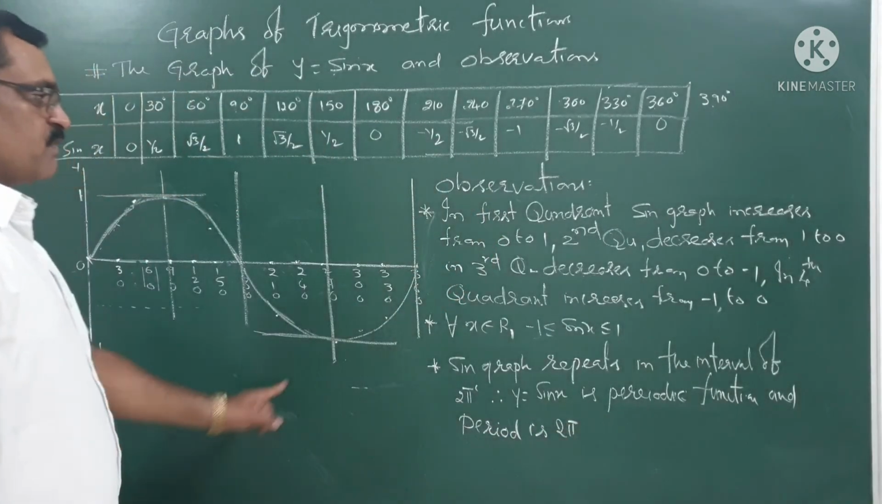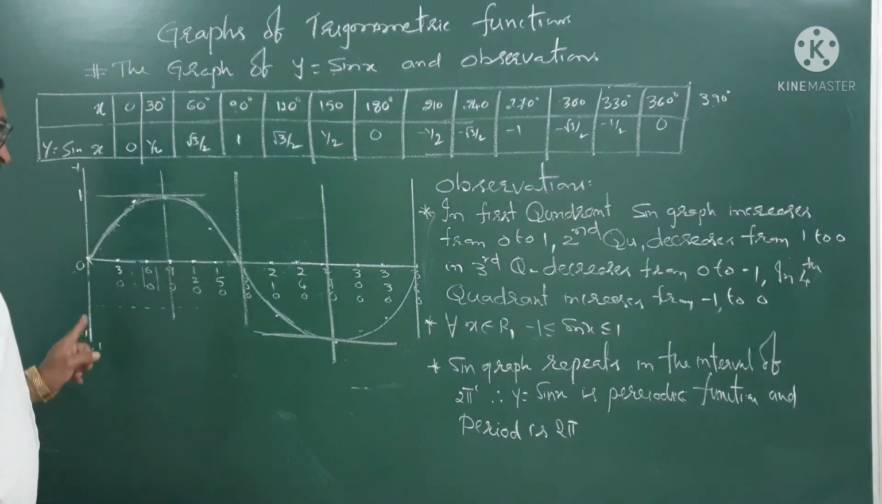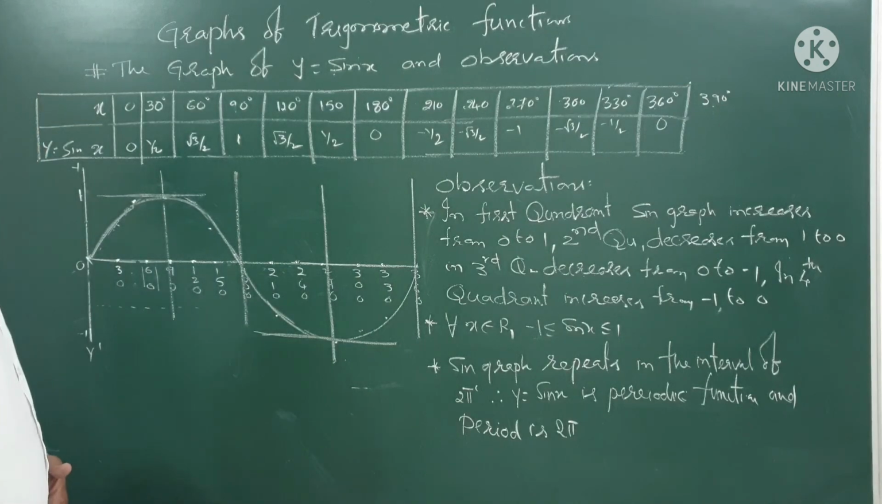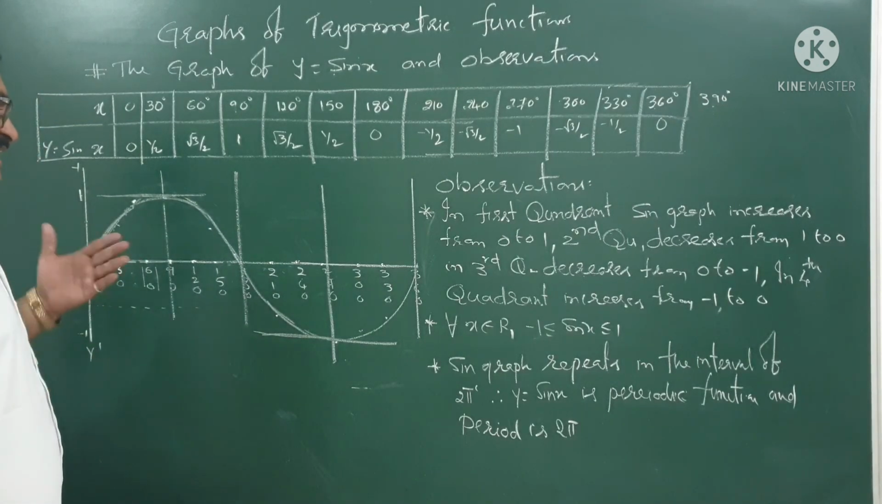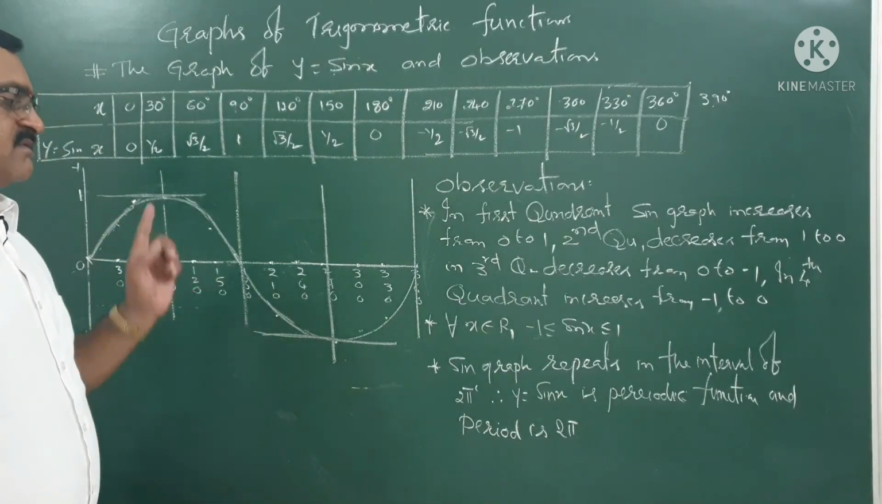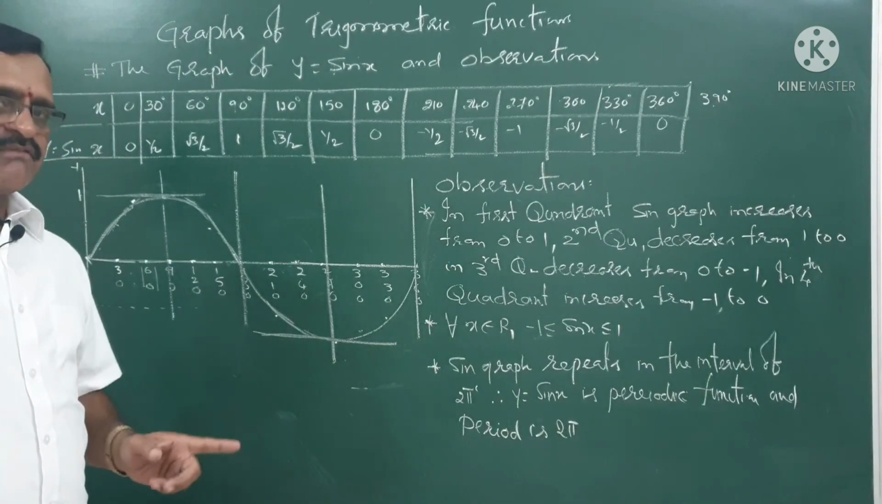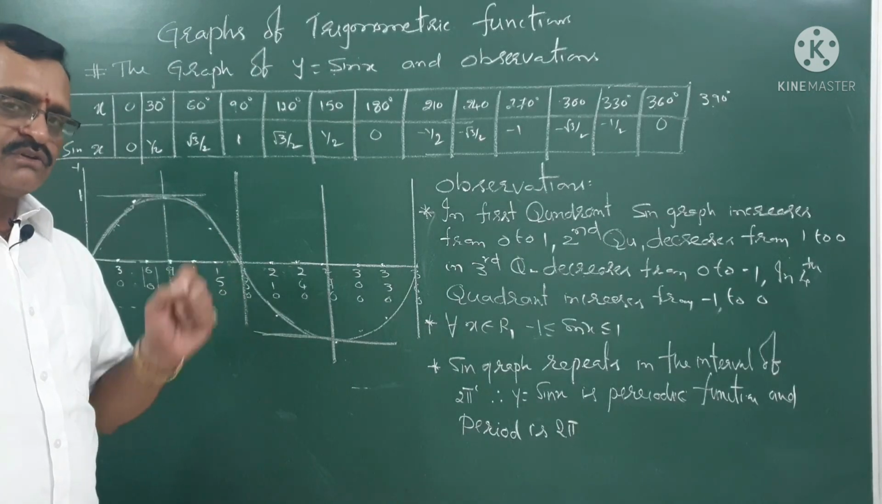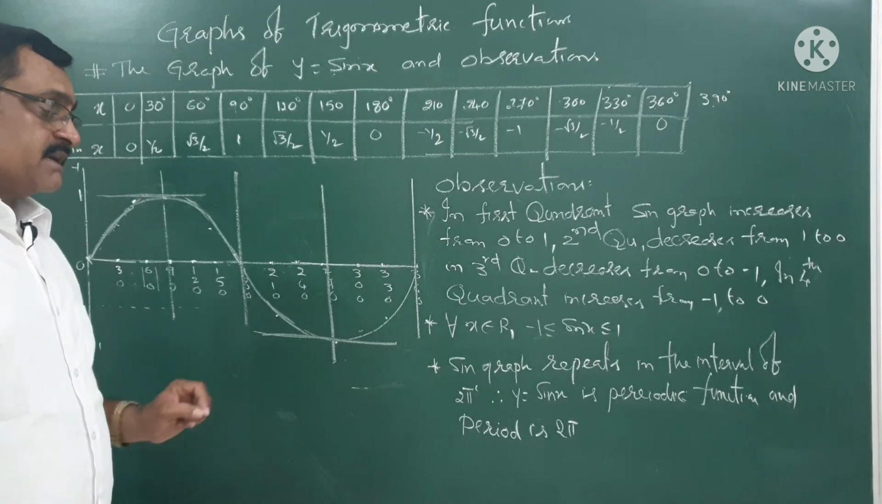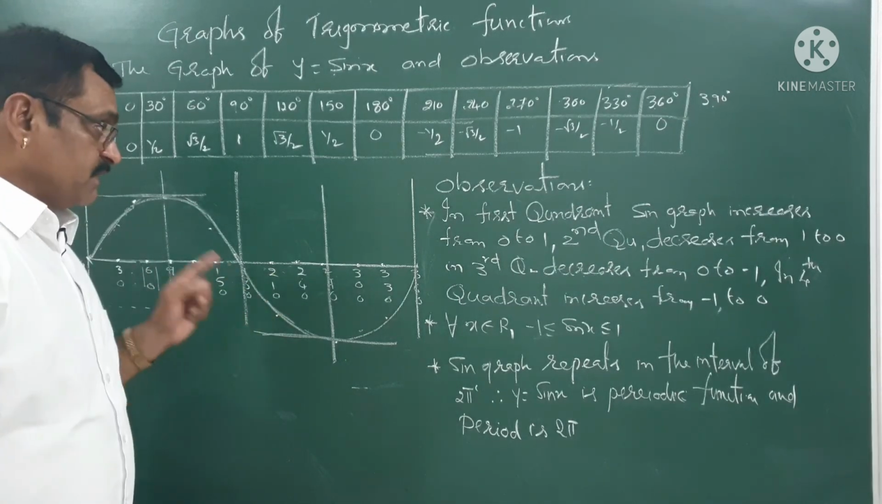So we repeat: the sine graph is continuous and very smooth. Sine always lies between minus 1 and plus 1. Third one, sine repeats in the interval of 2 pi radians. So this is a periodic function and the periodicity of the function is 2 pi radians. Please note down.